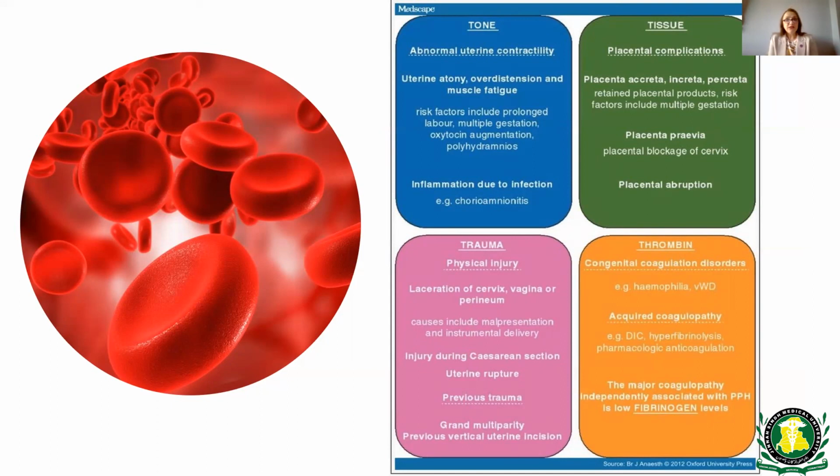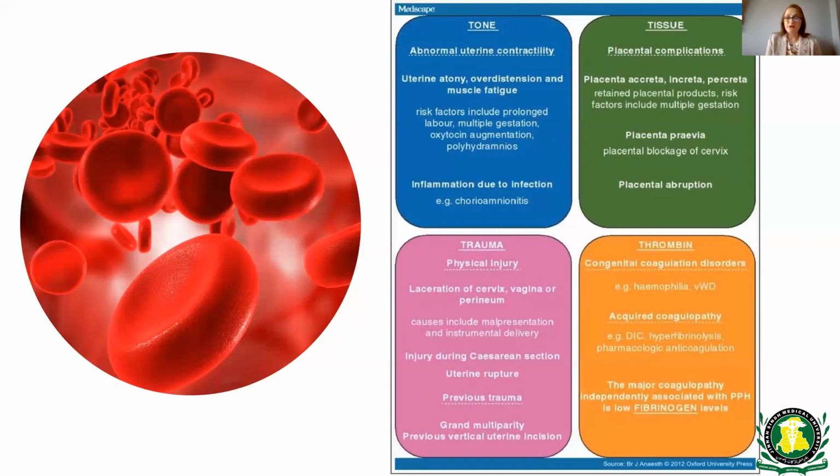Okay, let's come to the third T, which is trauma. Trauma means physical injury. So if there's a big baby, or if we have used a Kiwi vacuum or forceps for delivery, it can cause a laceration of the cervix, of the vagina, or of the perineum. And that can cause trauma. Also, during an operative delivery, the cut of the cesarean can extend to the angles of the uterus and can cause torrential hemorrhage. If somebody is a grand multipara, or there is a previous vertical uterine incision, that can also cause trauma.